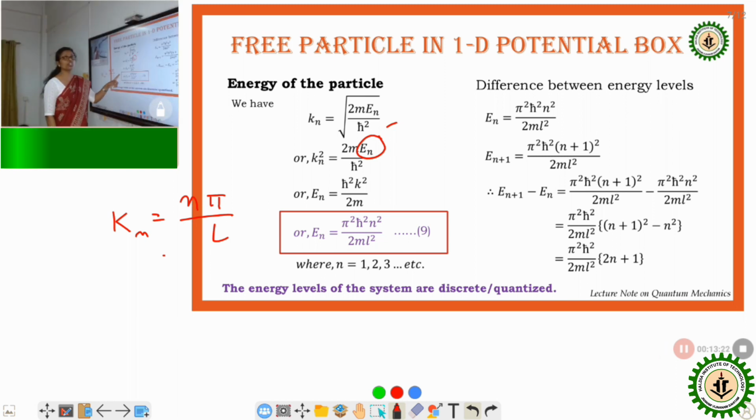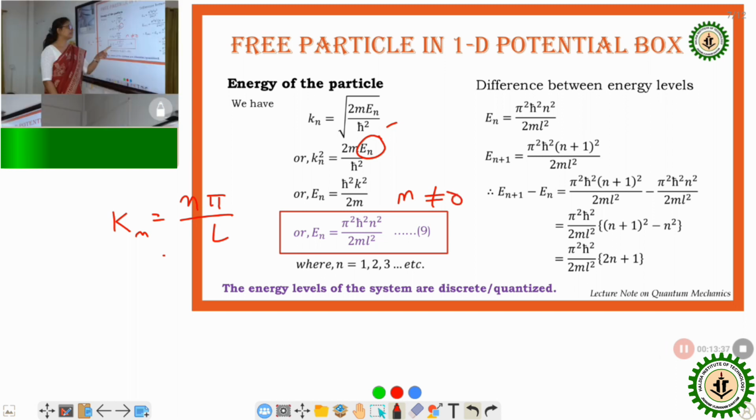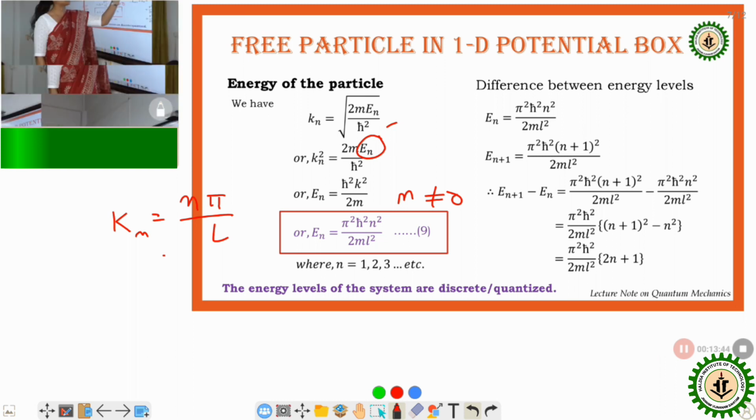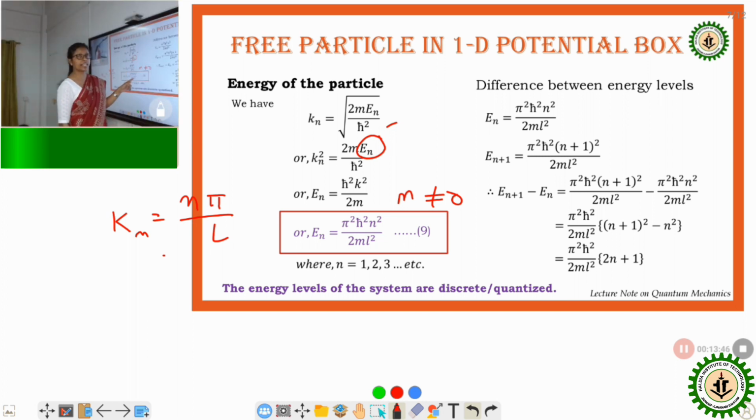This is the energy of the particle in a one-dimensional box, where n runs from, again I am saying, 1, 2, 3, 4, etc., but n not equal to 0 here. I should write here n not equal to 0. So this is the energy. Now just look at this. This is the En expression.